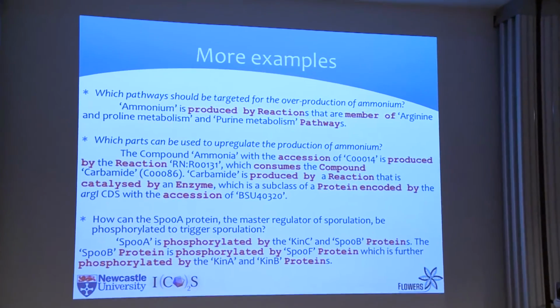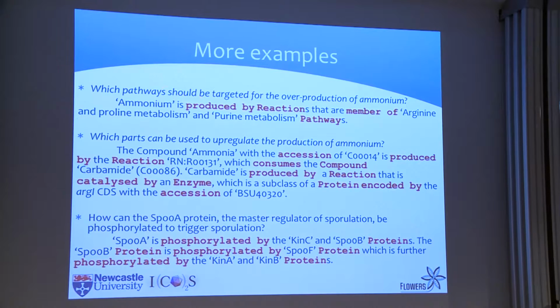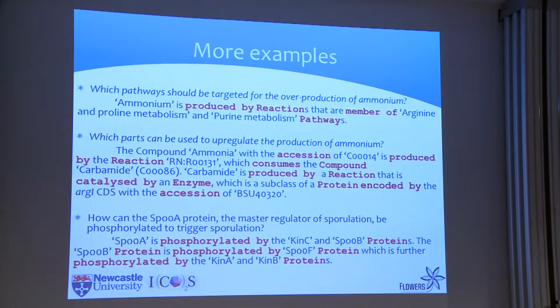Another example regarding pathways is which pathways should be targeted for the overproduction of ammonium. As captured in the ontology, ammonium is produced by reactions that are members of arginine and proline metabolism and pre-metabolism pathways. A more complex query would be which parts can be used to upregulate the production of ammonium. Again, the answer is in the knowledge base.